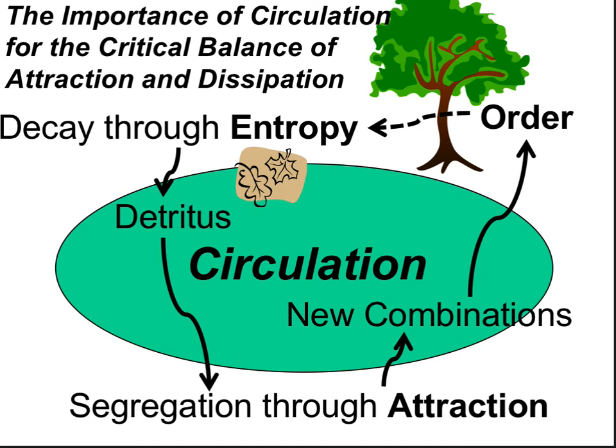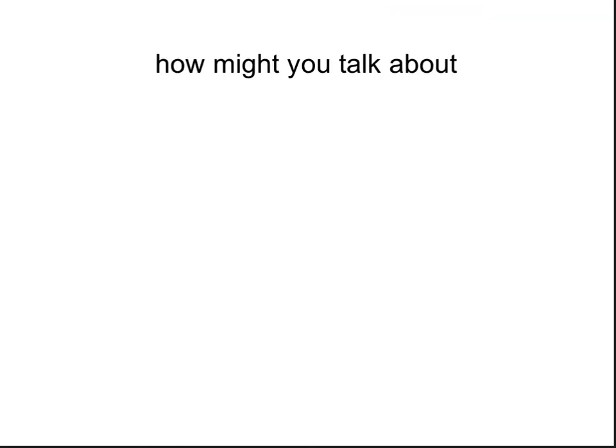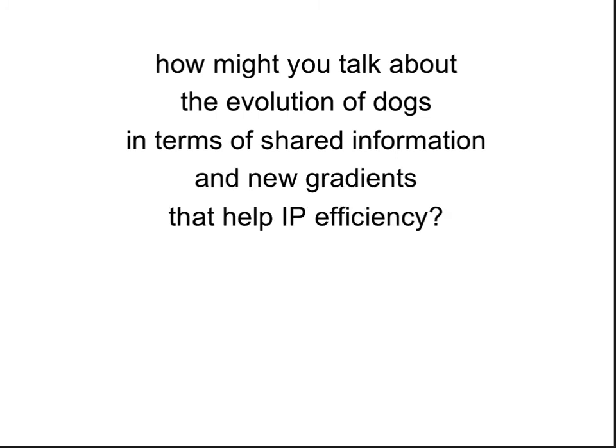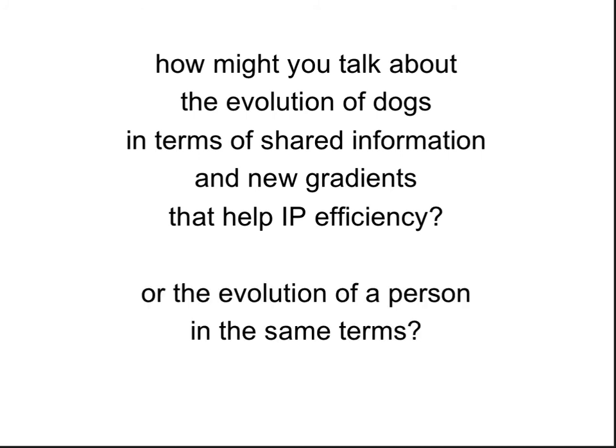All right, let's plow ahead. How might you talk about... Oh, I shouldn't. I can't plow ahead, guys. I've got to give you a break. I'm going to talk about the evolution of dogs here in terms of shared information and new gradients that help information processing efficiency. I will talk about that. Or the evolution of a person in the same terms. I will talk about that.